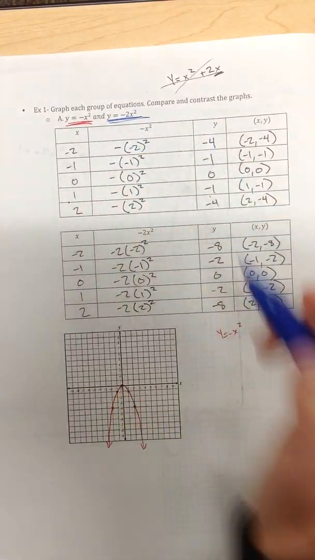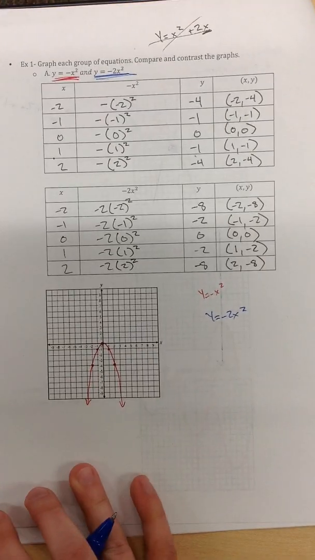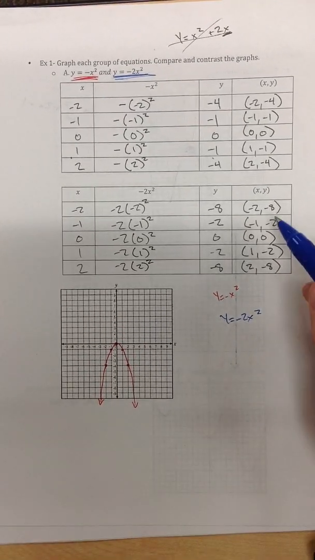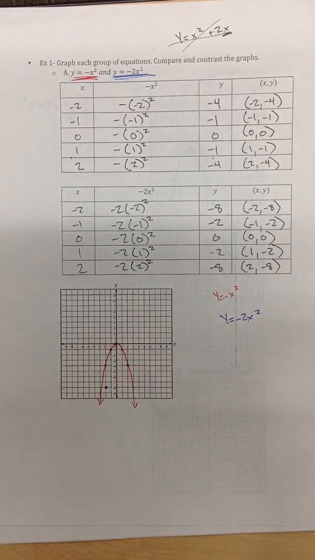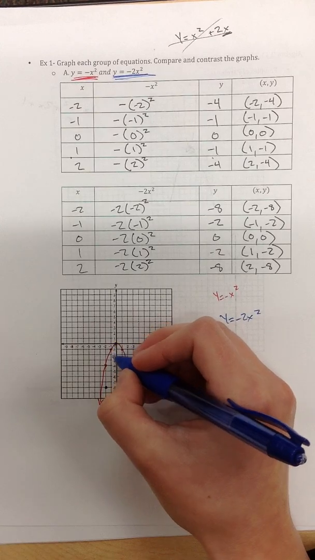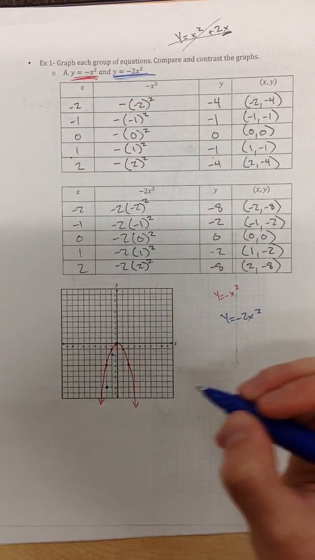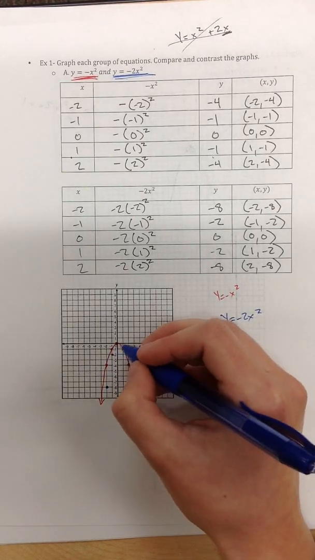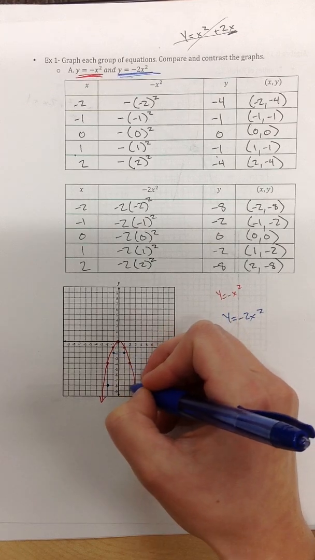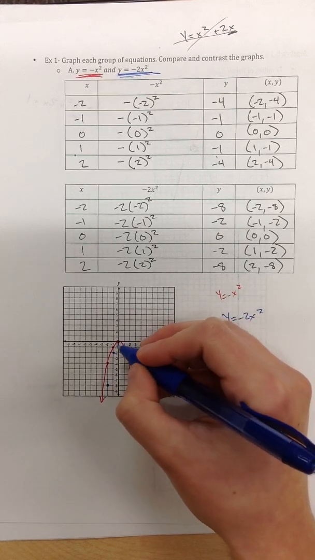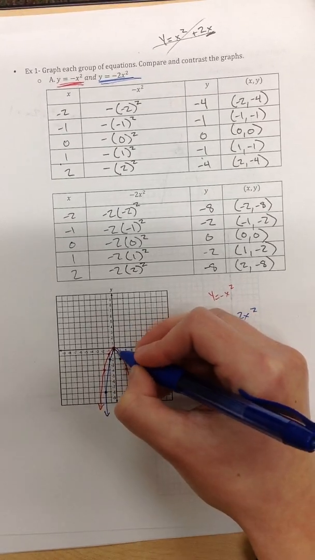So my y is equal to negative 2x squared. I'm going to do it in the blue here. So I've got the points negative 2, negative 8, so left 2, down 8. Negative 1, negative 2, left 1, down 2. 0, 0. And then 1, negative 2, which would be right 1, down 2. And 2, negative 8, right 2, down 8. Okay, so then I draw those lines in.